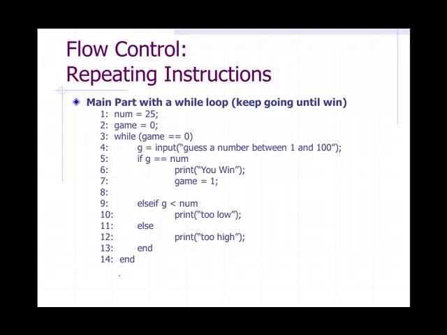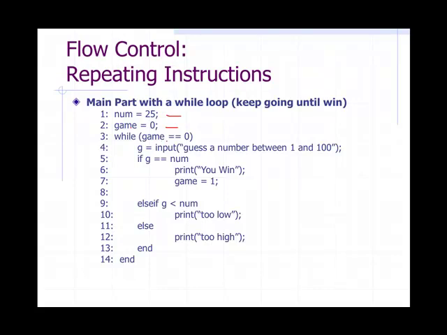Alright, let's do this exact same thing with a while loop. And for the while loop, we're going to keep the while loop going until somebody wins. So this is an infinite loop. So num is equal to 25. Game is assigned to 0 first.